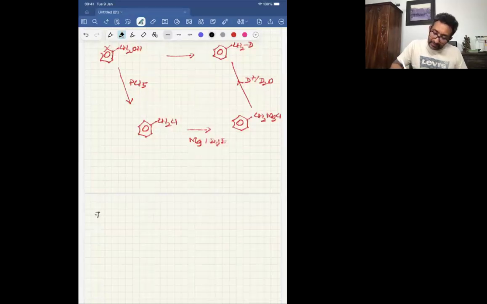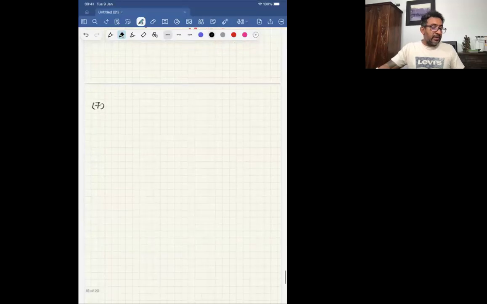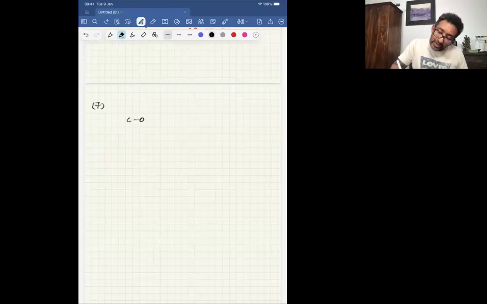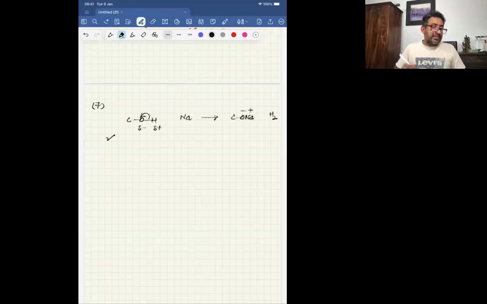Part 7. State the following statement. Alcohols show acidic behavior because of the polarization of the OH bond and react with sodium, liberating hydrogen and forming sodium alkoxide. So alcohols, when you have an OH here, because there's a polarization, it breaks. This is delta plus and this is delta minus. And if you add sodium here, it will react. You get CH3O minus Na plus, and you get hydrogen gas. So I think that's a right statement.